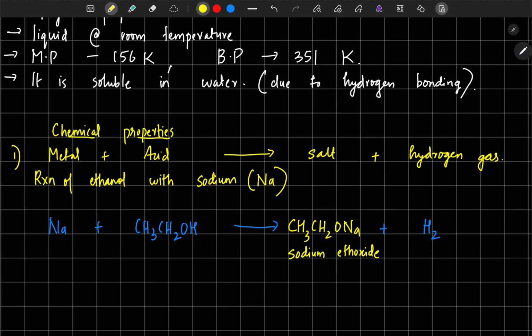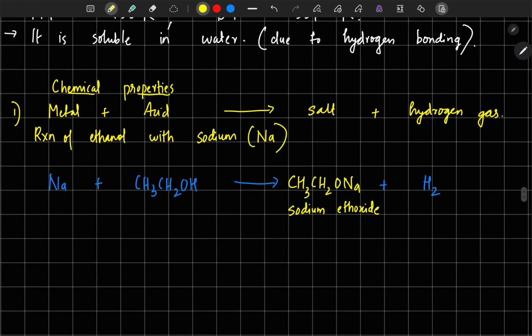Now coming to the second reaction. The second reaction is also easy. This was the name of the first reaction: reaction of ethanol with sodium. Now this reaction is the dehydration reaction.